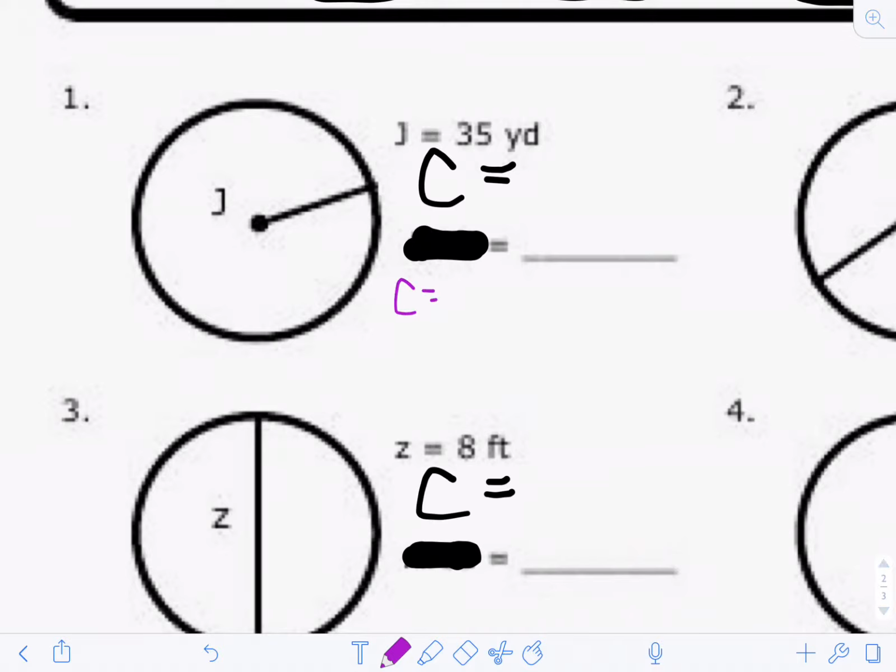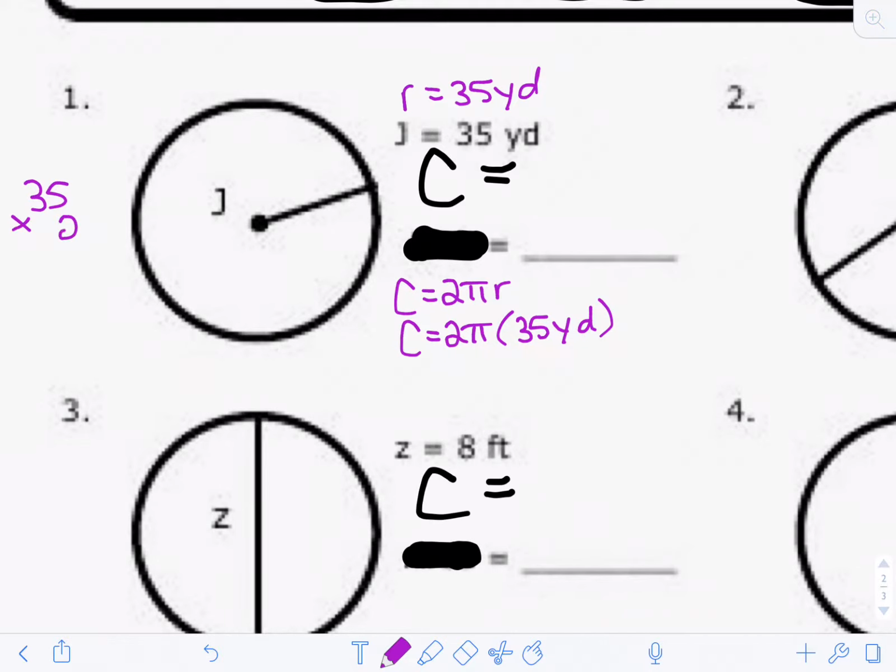So we have circumference is equal to 2 pi r. I know my radius is 35 yards. I'll label it up here. So when I plug this in, circumference is equal to 2 pi times my radius, which is 35 yards. And over here I'll do my work. 35 times 2. 2 times 5 is 10. Carry my 1. 3 times 2 is 6 plus 1 is 7. So circumference will be equal to 70 pi yards.